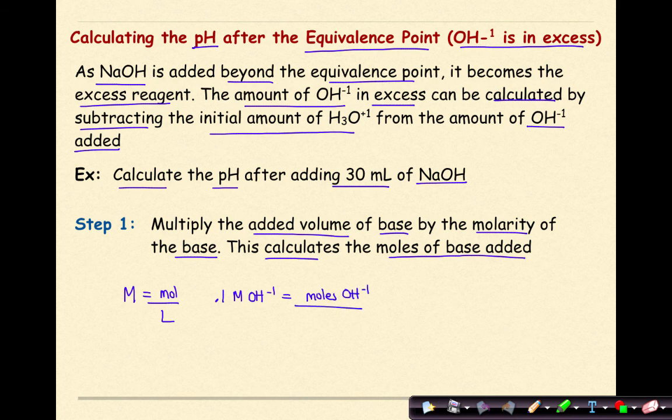But now my volume is 30 milliliters. So we need to change that into liters. So that's going to be 0.03 liters. If we cross multiply here, we're going to get 0.003 moles of hydroxide ions in solution.